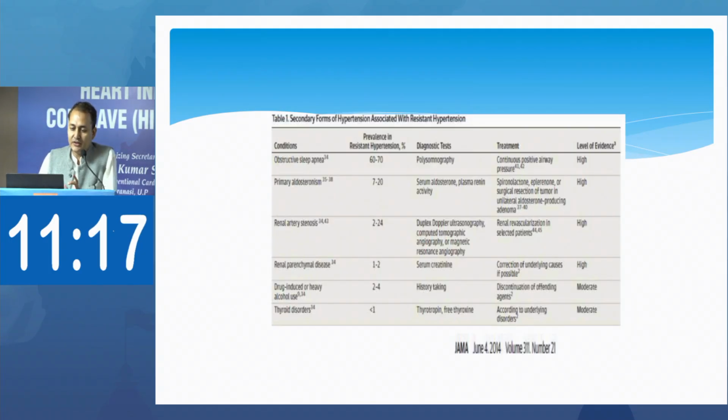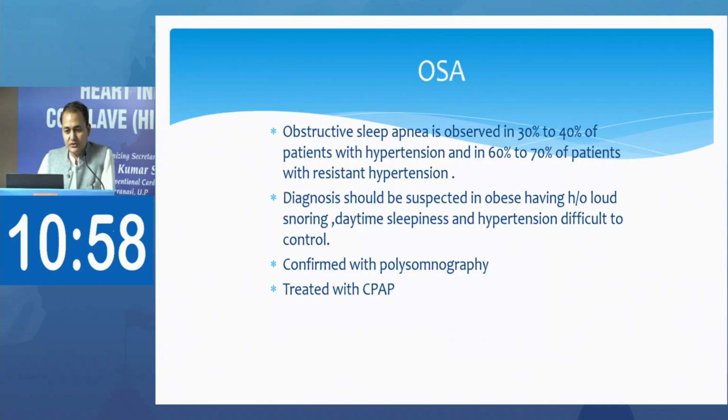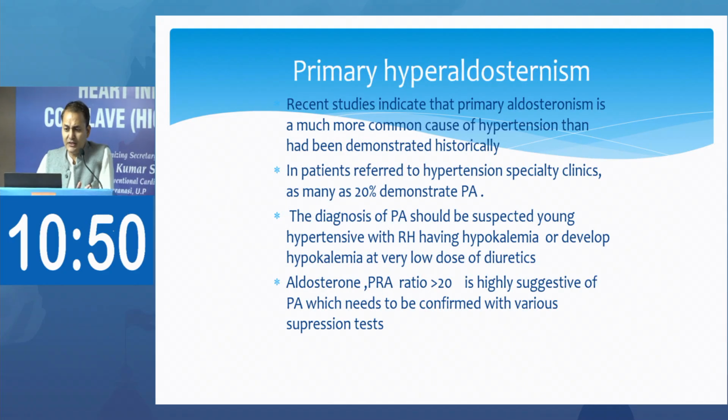These are some of the important conditions that we may address: obstructive sleep apnea, primary hyperaldosteronism, renal arterial stenosis, and CKD, which is one of the most common conditions we see in resistant hypertension. Then we have drug-induced causes, heavy alcohol use and thyroid disorders. If you talk of obstructive sleep apnea, this can be easily diagnosed with a sleep study. Then primary hyperaldosteronism may be responsible for up to 20% of patients with resistant hypertension, and is diagnosed by an aldosterone to plasma renin ratio of more than 20.